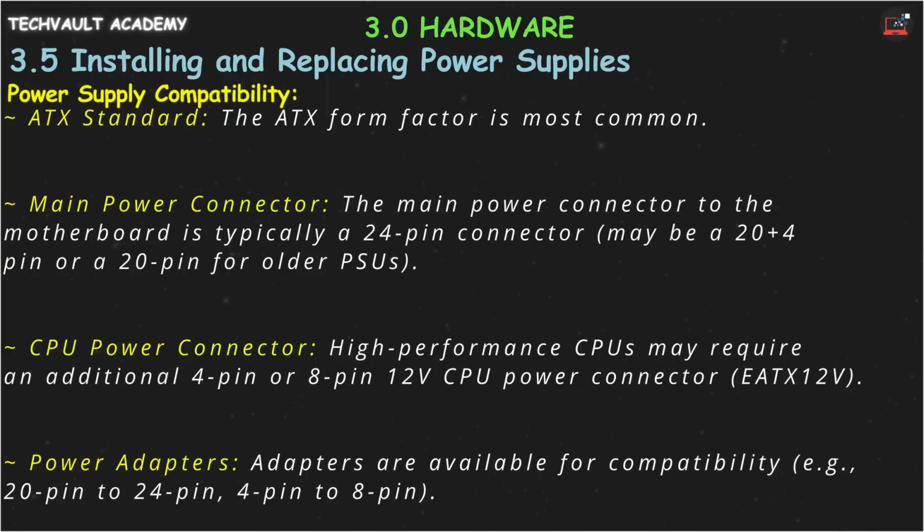CPU power connector. High-performance CPUs may require an additional 4-pin or 8-pin 12 volts CPU power connector, ATX12V. Power adapters. Adapters are available for compatibility, for example, 20-pin to 24-pin, 4-pin to 8-pin.